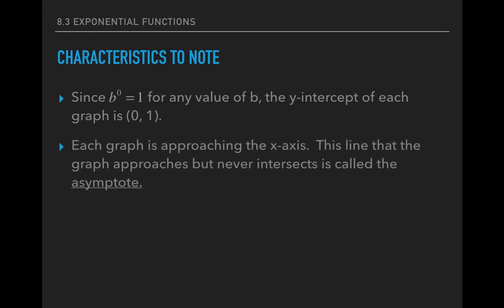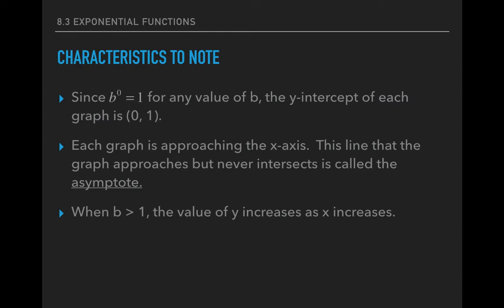Also, remember we looked at those values as they got really far out, and they were extremely small. They were like 0.00000000003, but they didn't actually reach 0. The graph approaches the x-axis, but it doesn't touch it. This line that the graph is approaching but never intersects is called the asymptote. It's a new term we're going to use a lot when discussing exponential functions.